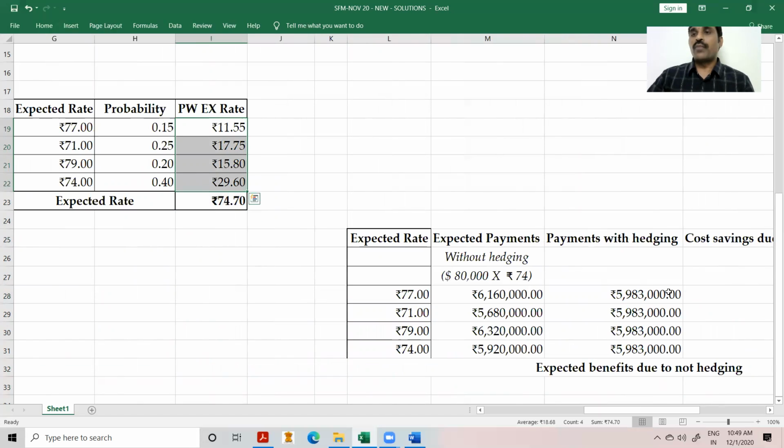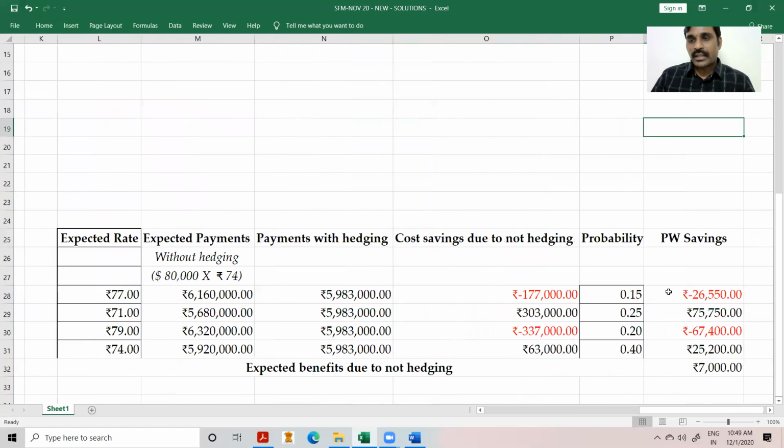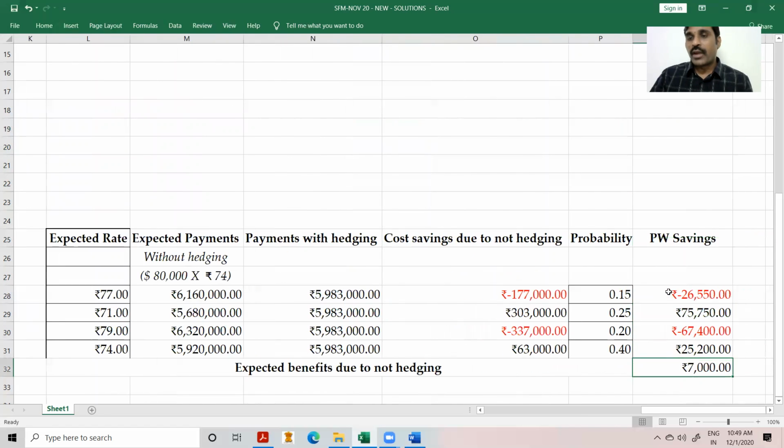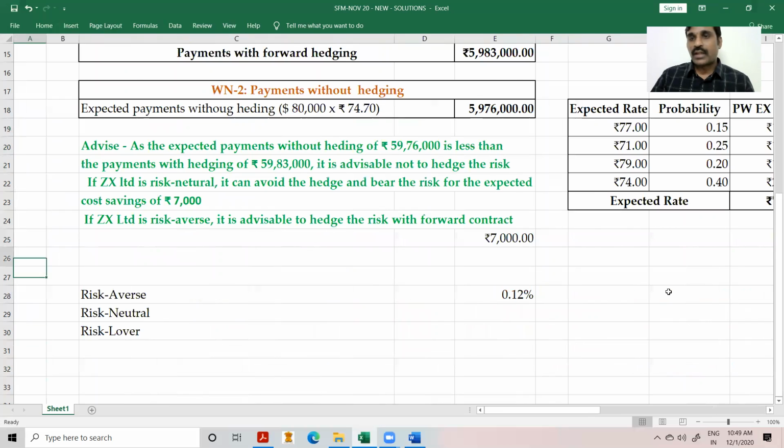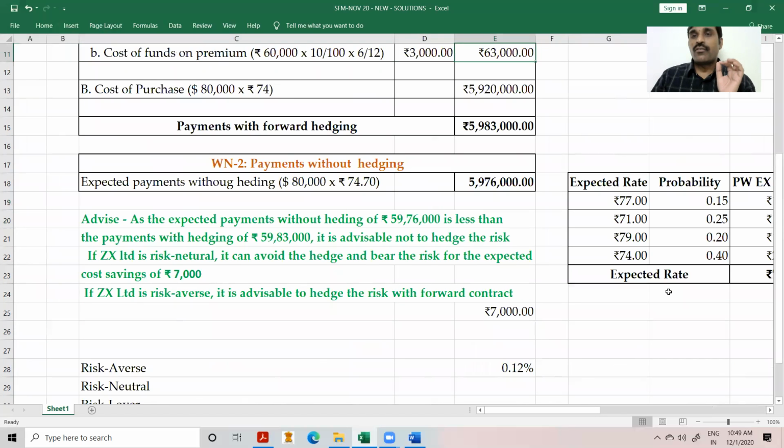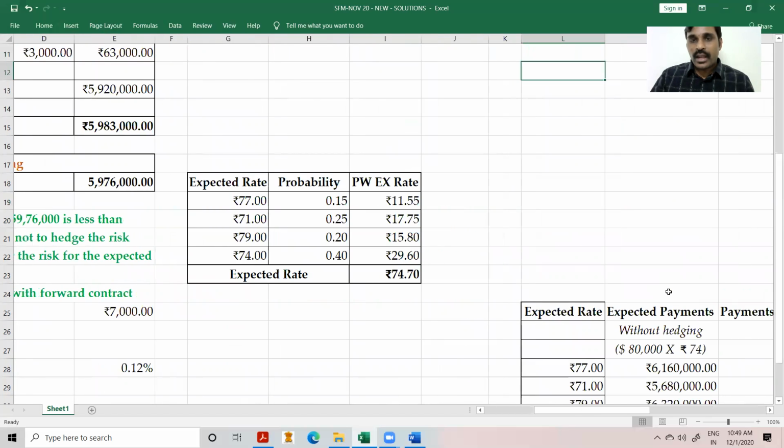These figures do not make any sense. Maybe for examination purposes, you may get the same answer of 7,000 even by doing this probability weighted 74.75. But that is not the corporate way of presenting the answer. Accordingly, my advice is that in the examination, maybe to save time, present like this.